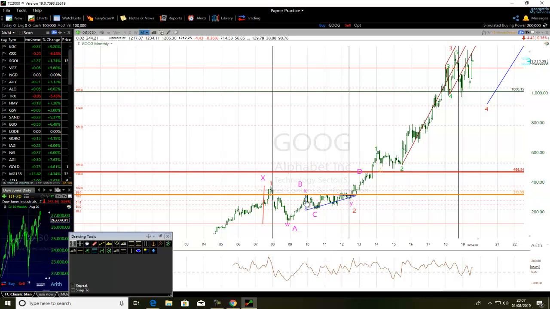Now you can see that the AB stopped exactly at the 78.6% Fibonacci retracement level. So the first Fibonacci pattern that will come into our mind is the butterfly pattern. Now the BC can retrace the AB from 38.2% up to 88.6% Fibonacci retracement level of AB. That's the retracement of BC in relation to AB.